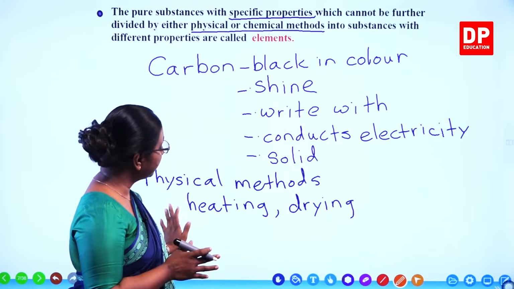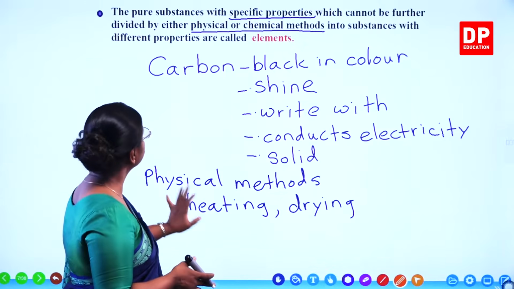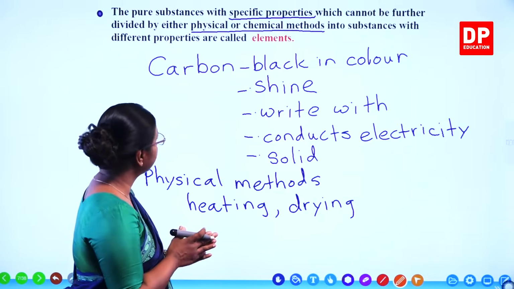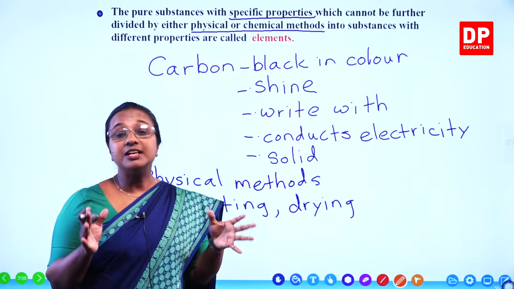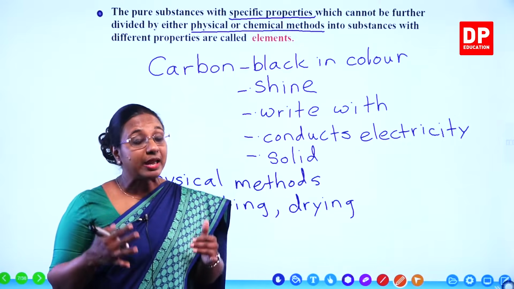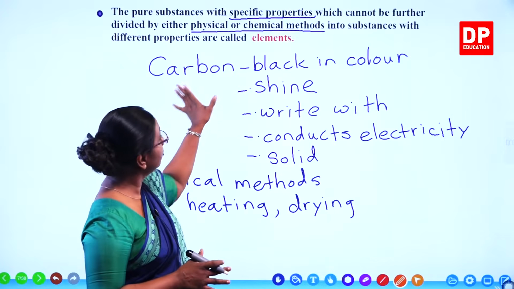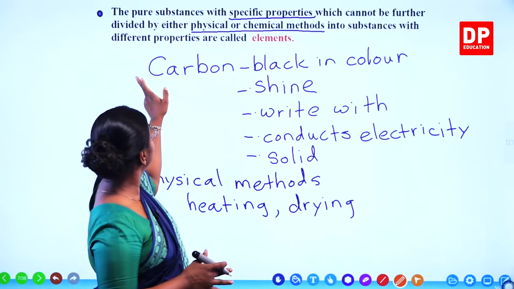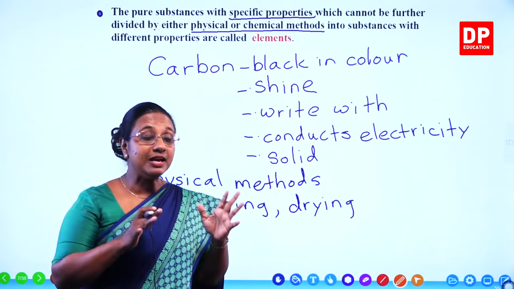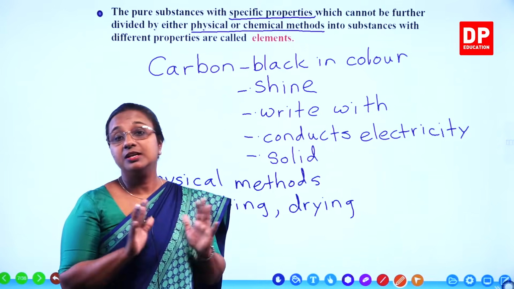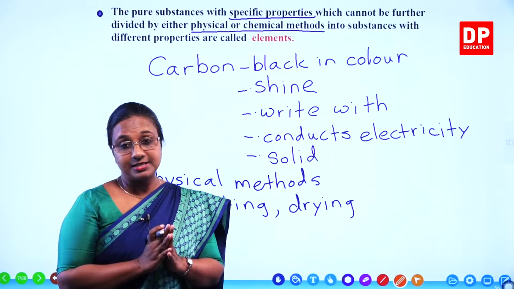By doing a physical method like heating, drying, evaporating, dissolving, you can't convert it into substance with different properties. The same way, when we say chemical methods, those are the different chemical reactions or chemical changes. That also will not convert carbon to simpler substances with different properties. You cannot divide carbon. It will be a different substance, not divided into smaller substances or simpler substances. Do you all understand that?